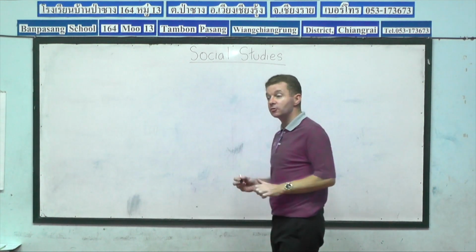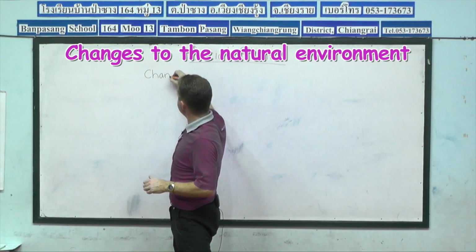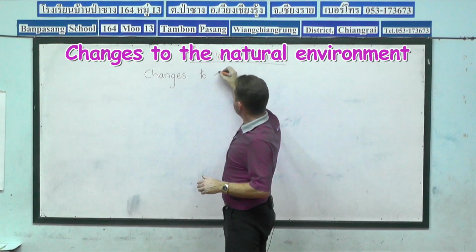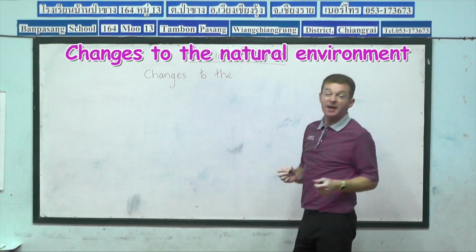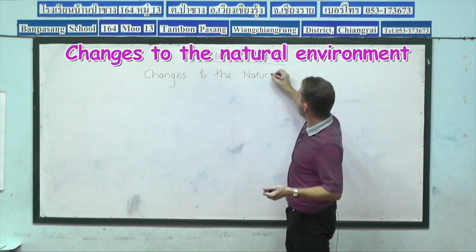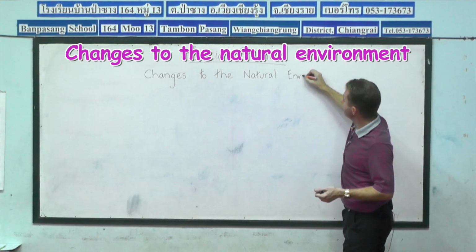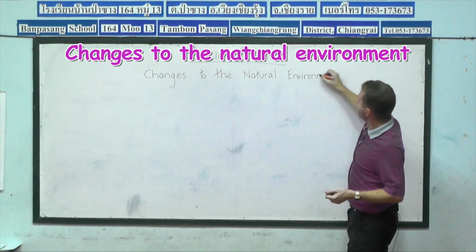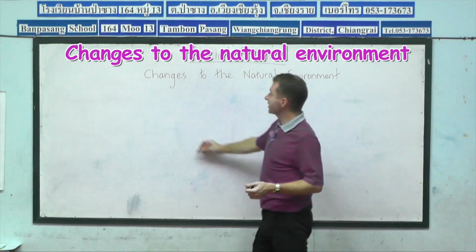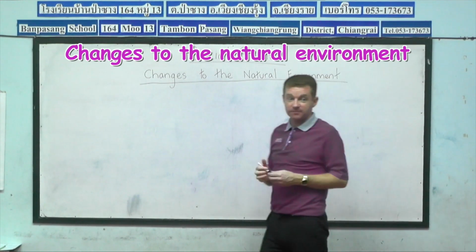So let's write that phrase on the board first. Changes is C-H-A-N-G-E-S. And the T-H-E. And then natural is spelled N-A-T-U-R-A-L. Environment. E-N-V-I-R-O-N-M-E-N-T. Quite a long phrase. So let's say it all together, guys. We've got changes to the natural environment.